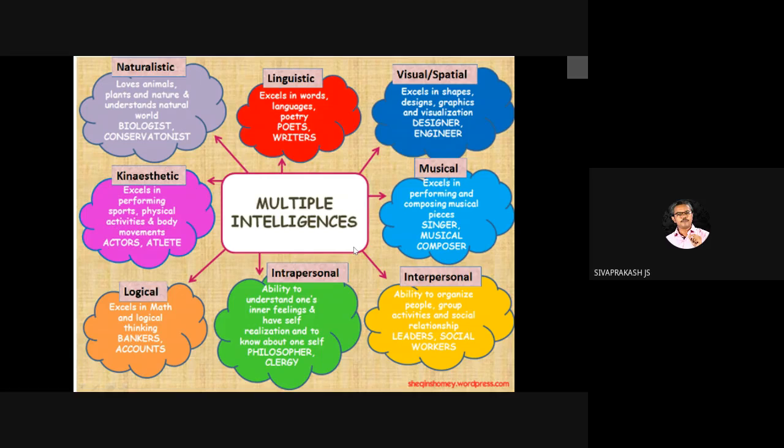So naturalist intelligence, they always love animals, plants and nature, right? And they also understand the natural world. So we can say Yako Nammalvar, right? So it comes under naturalist, right? They can become a good biologist, they can become a good conservationist, right? Then linguistic intelligence, whoever has, they are always good and excel in words, languages, poetry. So they can become a good writer, they can become good poets, right?